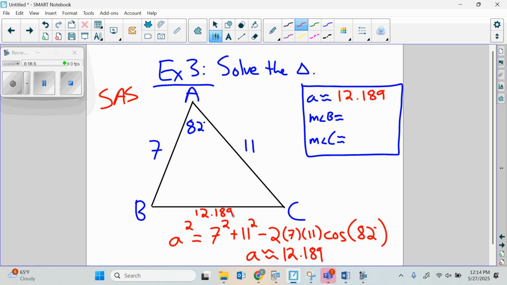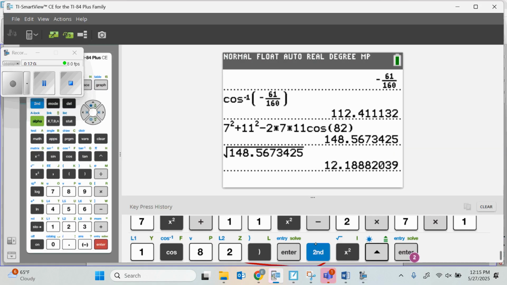But I'm not done. I still have to find angle B, and I have to find angle C. The interesting thing is now, I think the easiest way to solve for either angle B or angle C is to use the SSS law of cosines. Now, the only problem is I've got one ugly side. So I'm going to show you how to store that as the letter A, so we can just type in A. So go back to your calculator. Follow along with me here. I know that A is 12.189, but I don't want to use that rounded number.